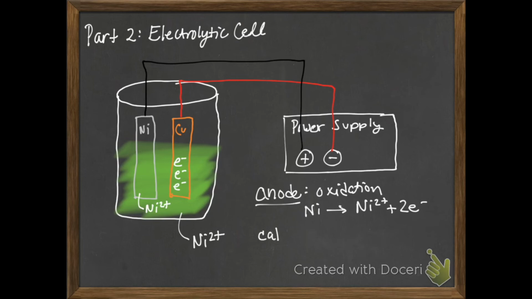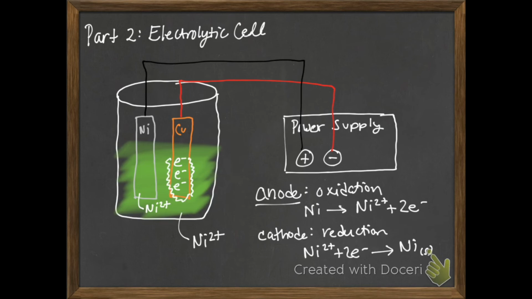So the cathode is the reduction reaction, and that is where we have electrons that are forced into copper. They're going to attract the nickel 2+ and become nickel solid. So what happens is we have electroplating of nickel solid on the copper metal. So there's going to be a coating of nickel solid on the copper metal. So we're going to be interested in calculating the amount of nickel solid that is created on the copper. So we're going to look at that calculation next.